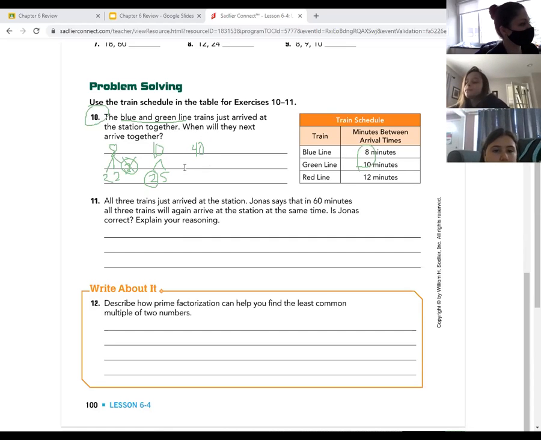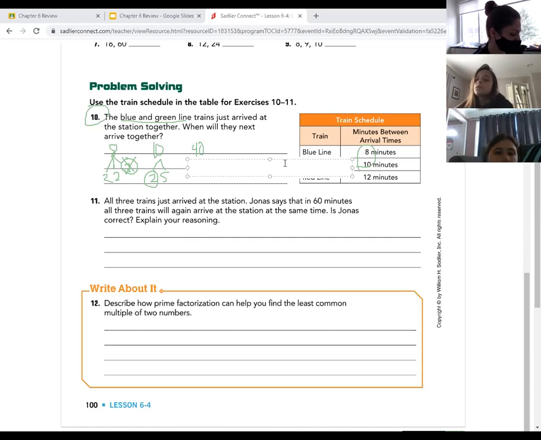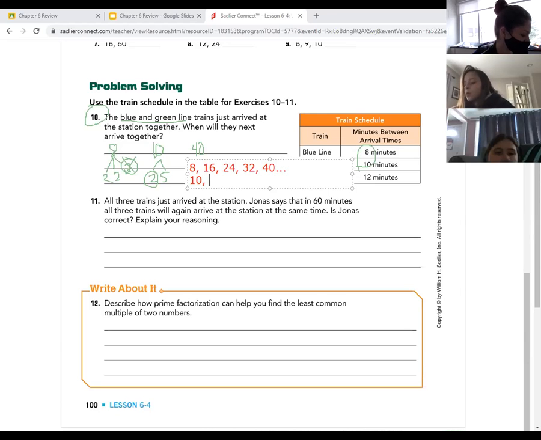So if I did that in terms of using just a multiple stream, I would see that it goes 8, 16, 24, 32, 40, dot, dot, dot. And if I did multiples of 10, what do you notice they meet up at first? 40. Where will they meet again? 40 more, which is at 80, right? So the first occurrence is at 40 minutes. Then they will meet again at 80 minutes, and then 120 minutes, and so on.